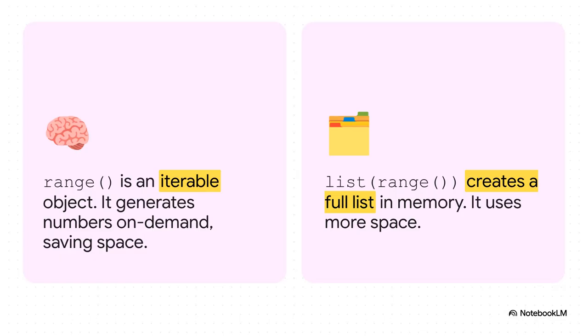So what's really happening under the hood here? Well, it all comes down to saving memory. See, range is what we call an iterable. It doesn't actually create a full list of 5 numbers in memory. Instead, it generates them on demand, one by one, right when the loop asks for the next one. This is super efficient, especially if you were to do something crazy like range of 1 million.